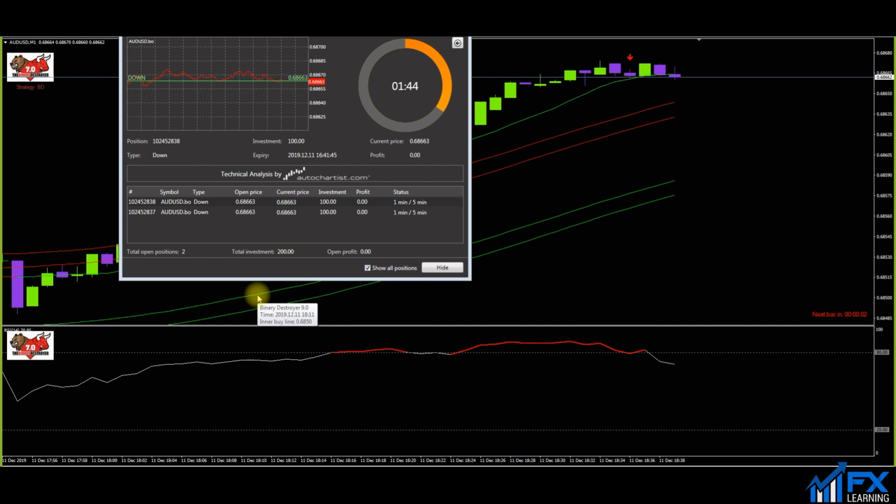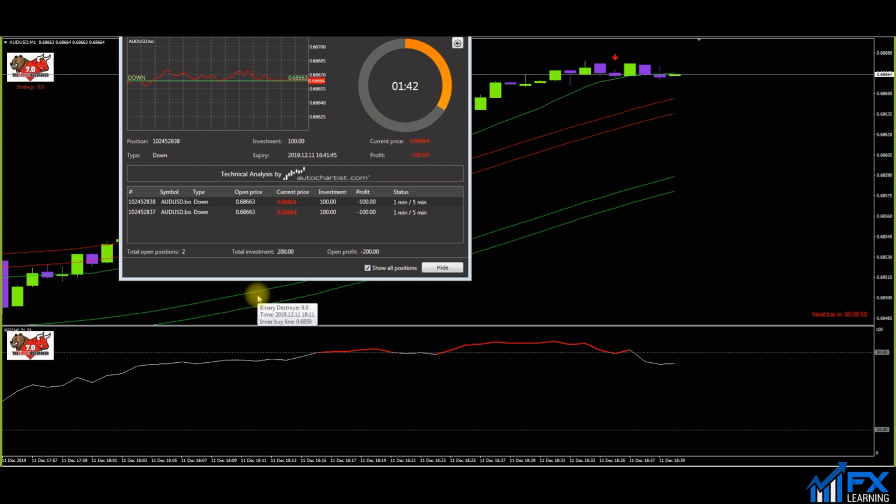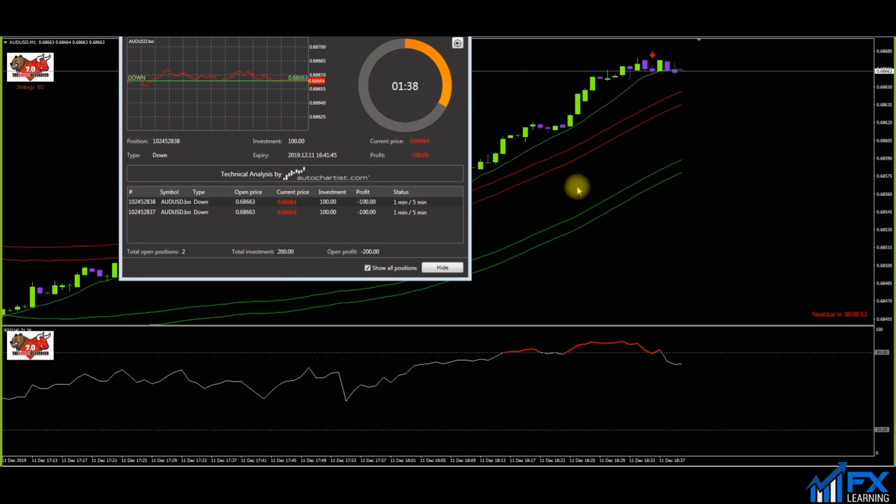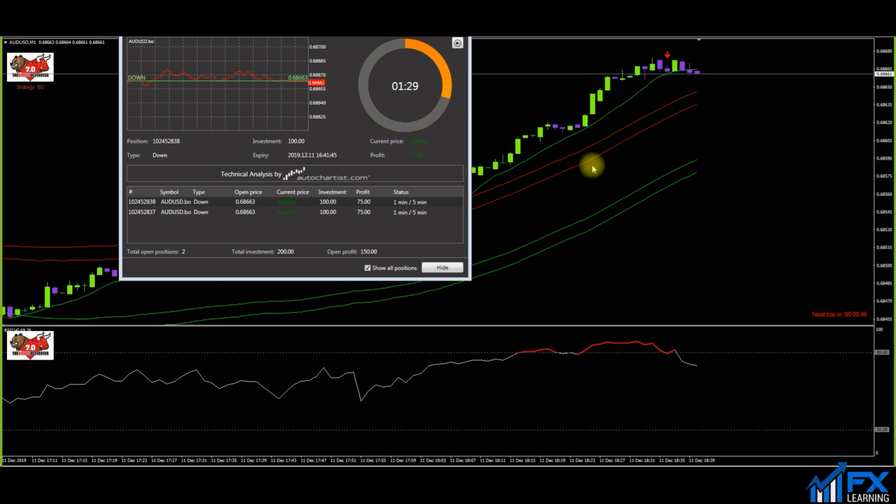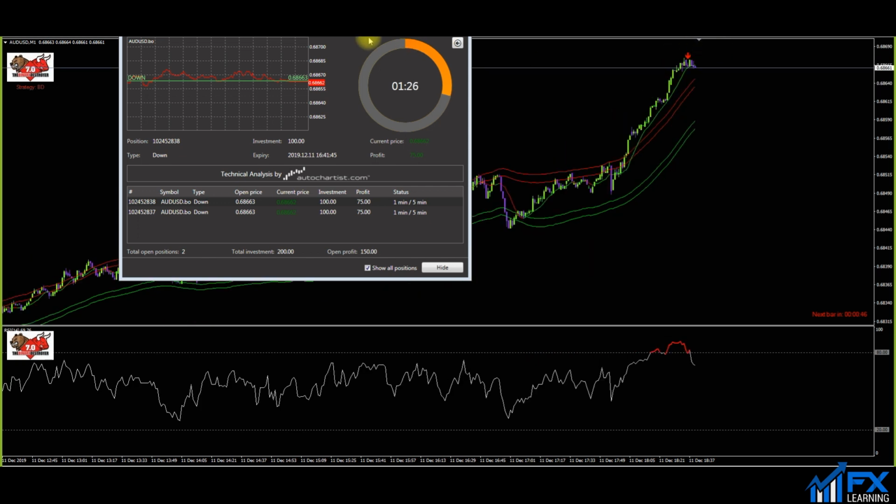But I've taken a trade on AUD USD. As you can see, we popped a BD arrow outside of the zone. We can see the RSI has turned red, which signifies markets are overbought, and it's actually been overbought for quite a while. And as you can see now, we're slowly starting to pull down.